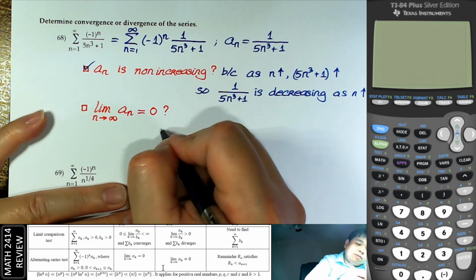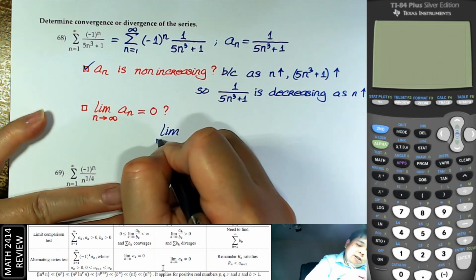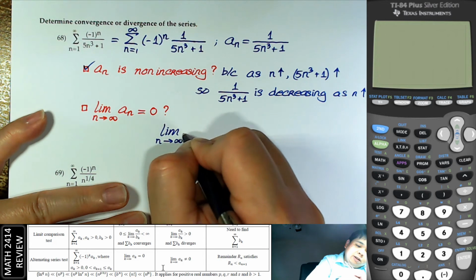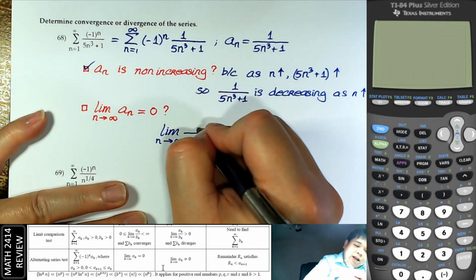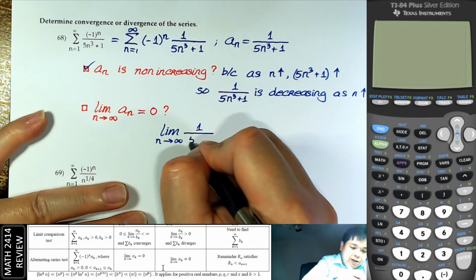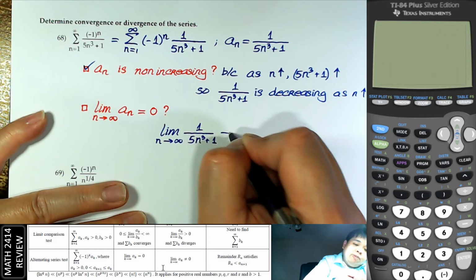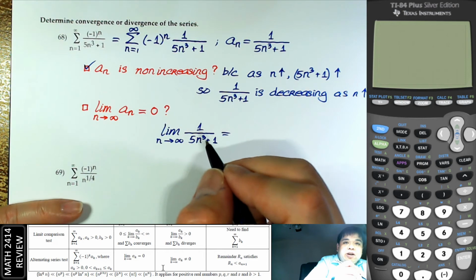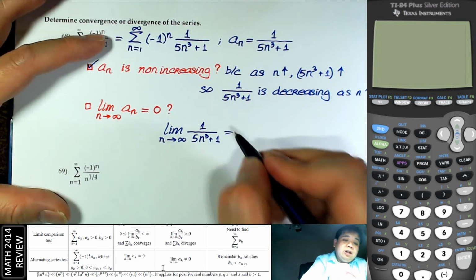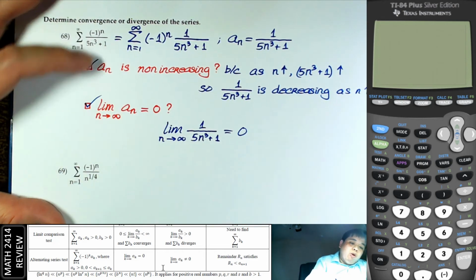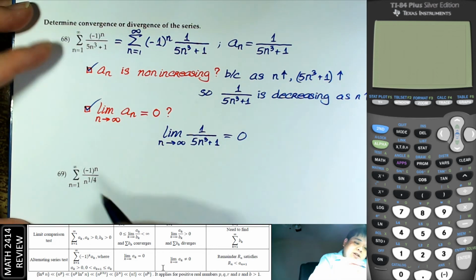The second one is also easy to see. a sub n is this. The top is 1, which is constant. The bottom goes to infinity. A constant, or finite, divided by infinity is 0. So that checks. So both of them check. We see this series is convergent.